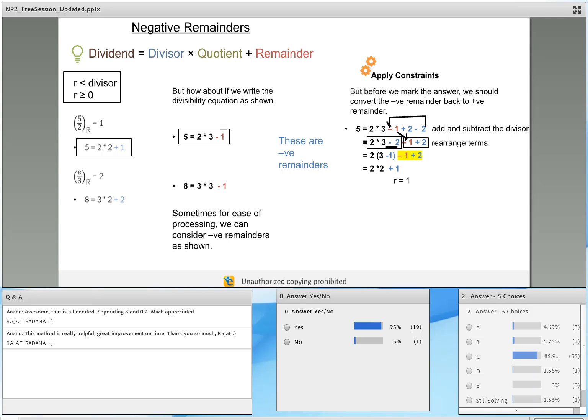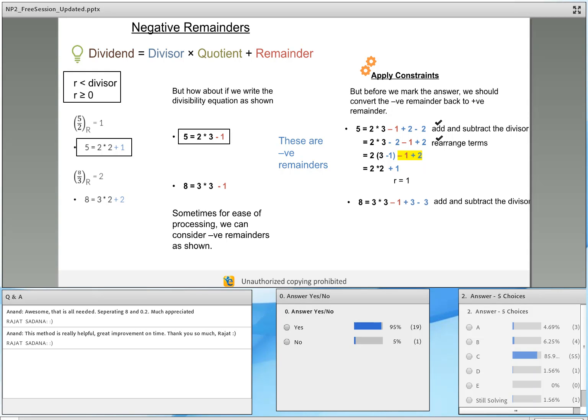This is how the concept of negative remainders work. You might still be thinking, why are we doing this? Again, just wait with me, but just learn this concept. What did we do over here? We started with expressing 5 as 2 times 3 minus 1, and then we added and subtracted the divisor over here. So if you remember, we added and subtracted the divisor, we rearranged the terms, and then we got to this.